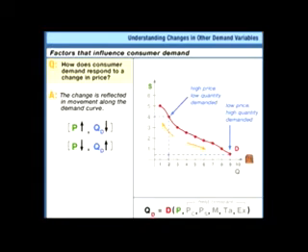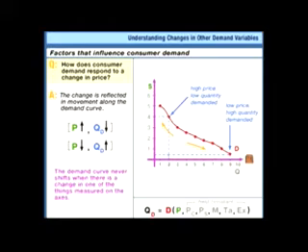You just move along the curve. Suppose now we change another one of the factors that influences consumer demand, one of the factors that we hold constant when we draw the original demand curve. Let's consider first the case of the price of substitute goods. What happens if the price of bagels increases?